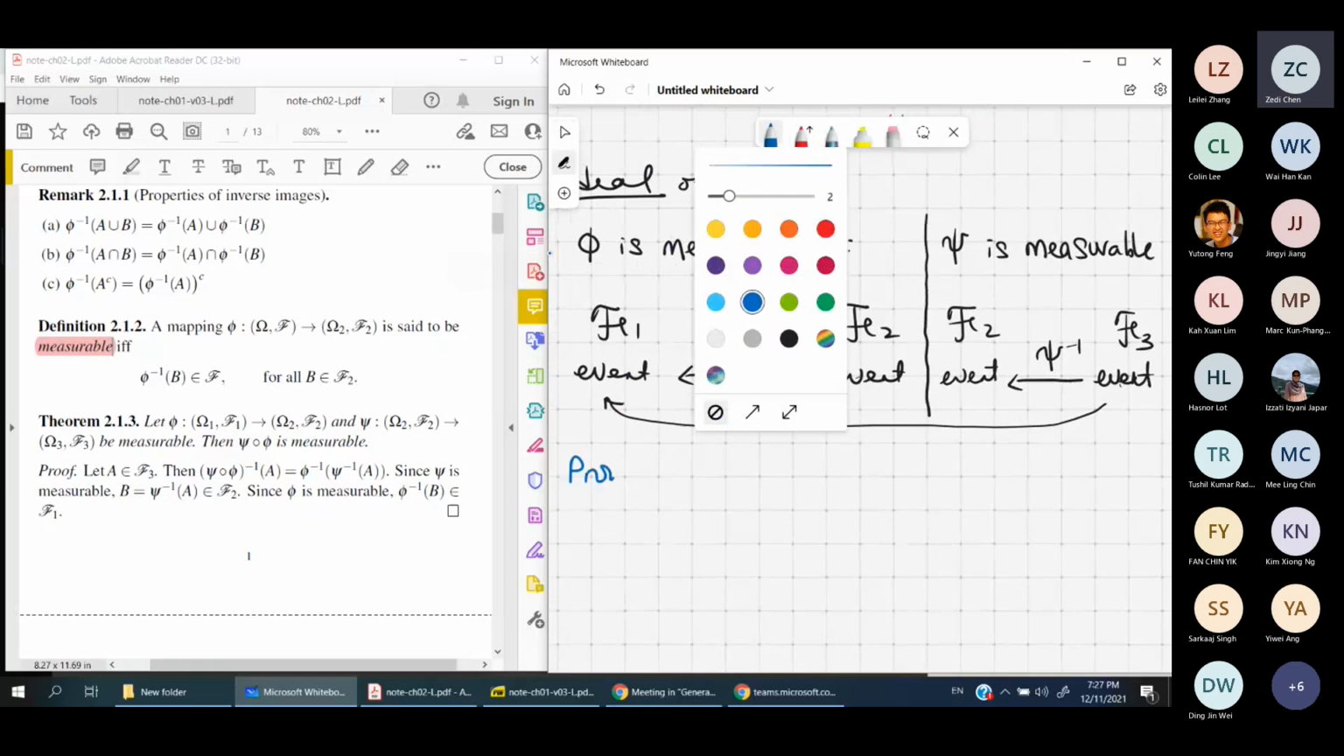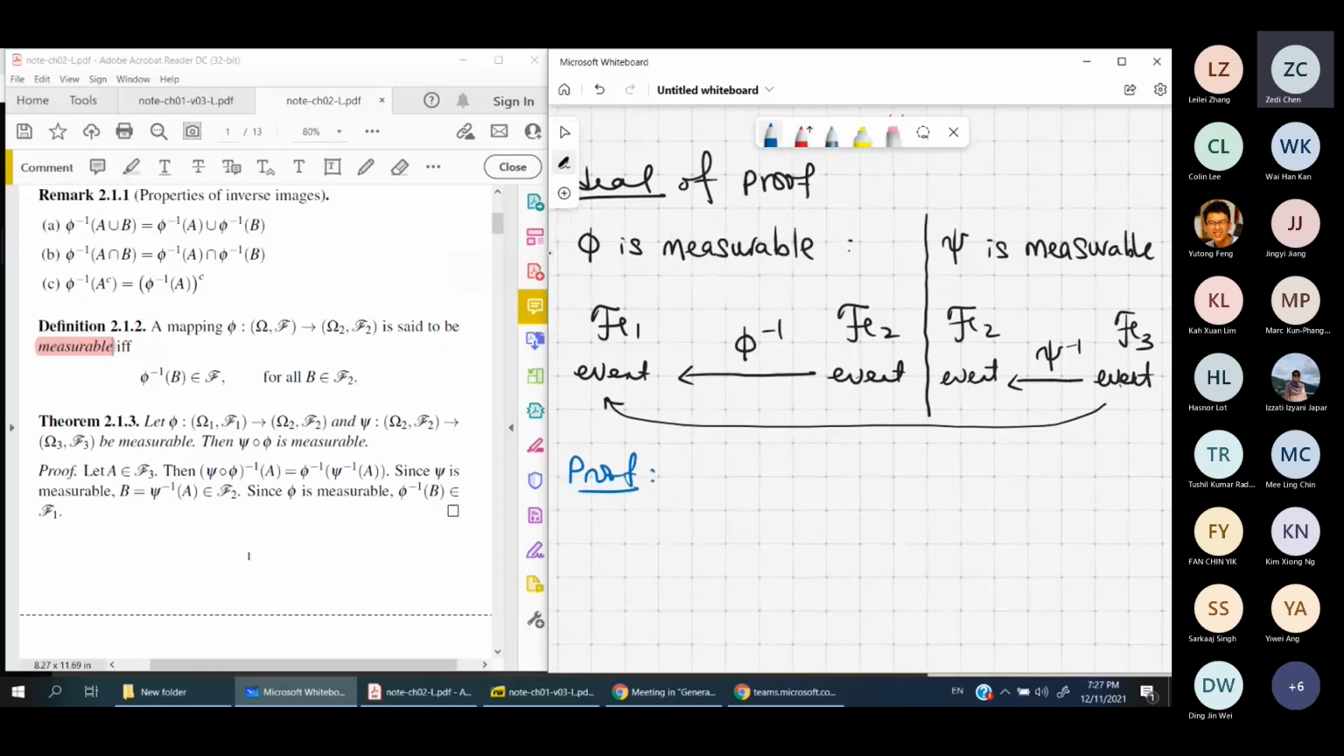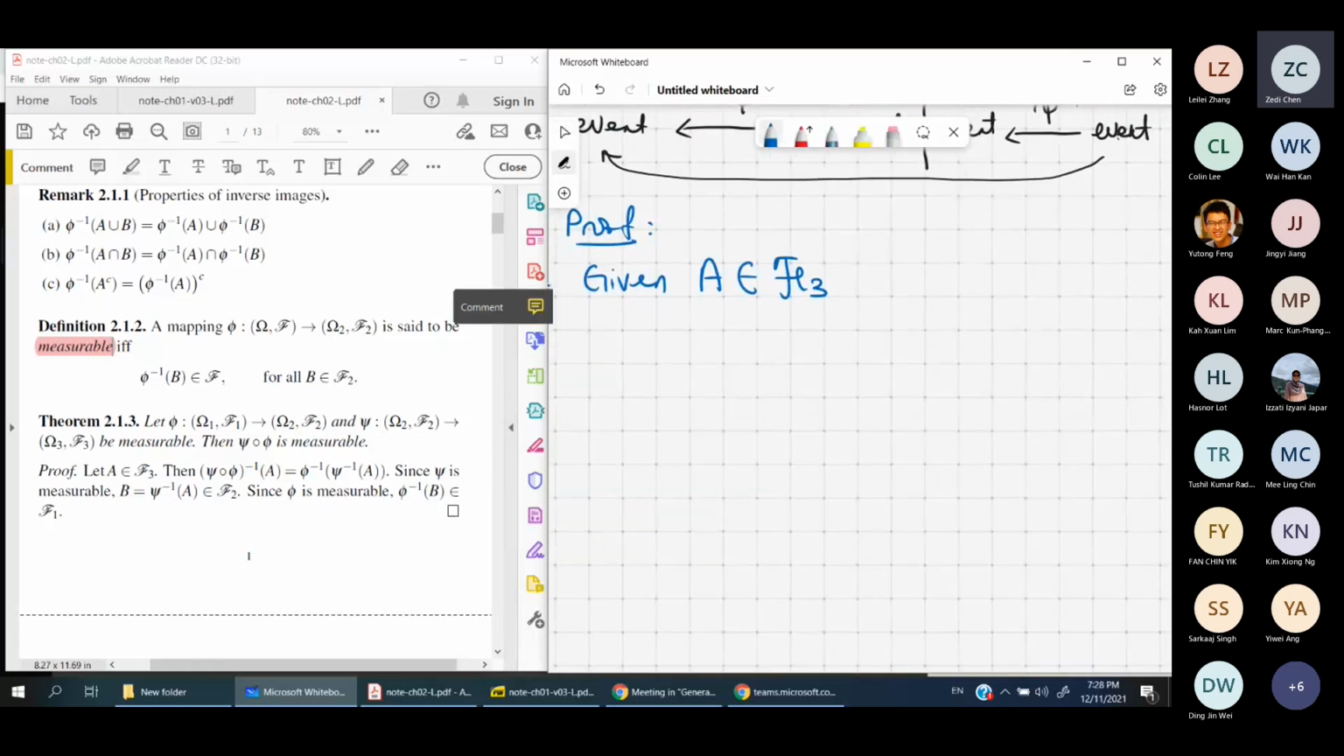Okay? So it goes like that. So given any event A in F3. If we want to show that this is an event, what we need to do is achieve this: given this, we must have this. Hence, psi composite with phi, the inverse of A, belongs to here. Right? So that is the definition.